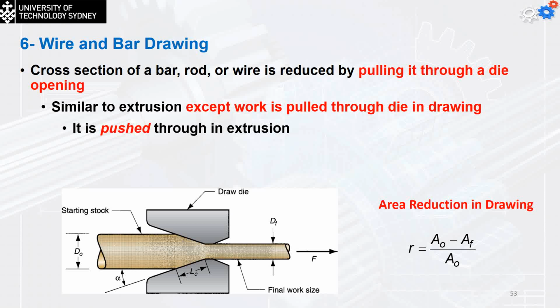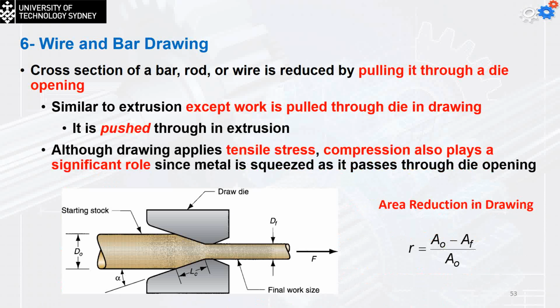The reduction in area in the bar drawing process is equal to the original area minus the final area, divided by the original area. This gives you the percentage of reduction in area. Usually it's not going to be one die; usually there are multiple dies, each reducing the part by a certain amount to get the final diameter. As for drawing practice and products, we can usually use it as a cold work.